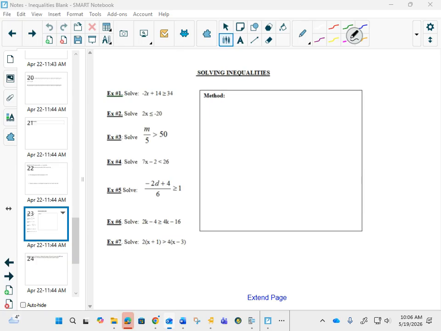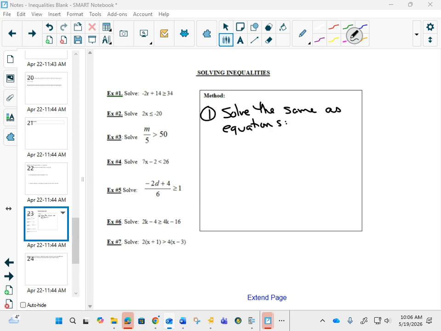Solving inequalities is almost an exact review of solving equations. In fact, the method is one we're going to solve the same as equations. So we're going to take a little bit of time to review what we did when we solved equations.